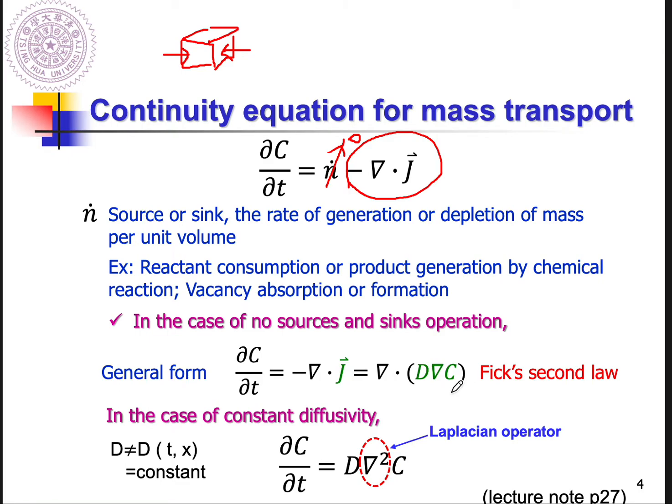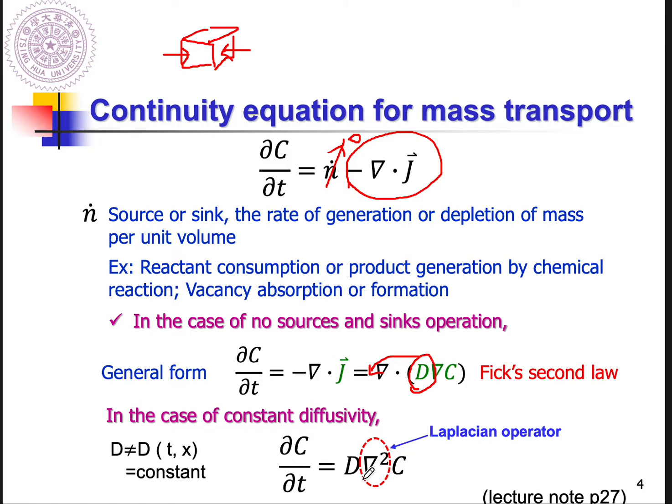Next we make another assumption: if we assume the diffusivity D is constant, then you can take this D out. So we get this famous equation: partial C partial t equals diffusivity times the Laplacian operator on concentration. This is the diffusion equation you're familiar with. So deriving the diffusion equation starts from the continuity equation.